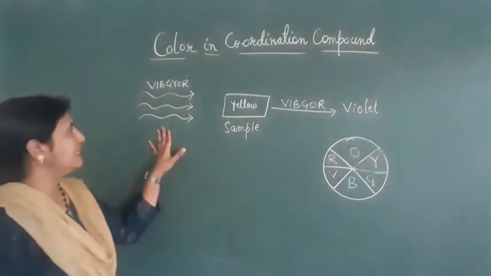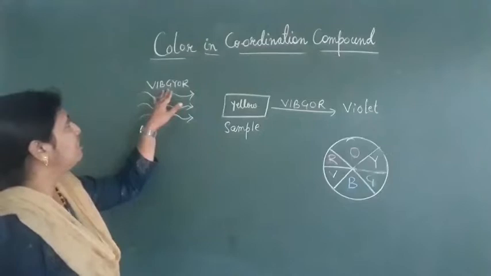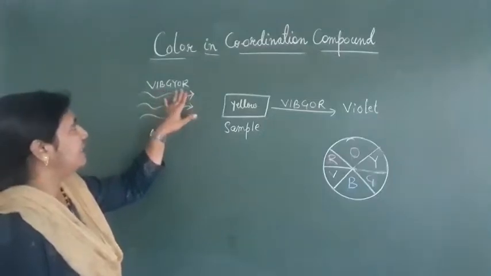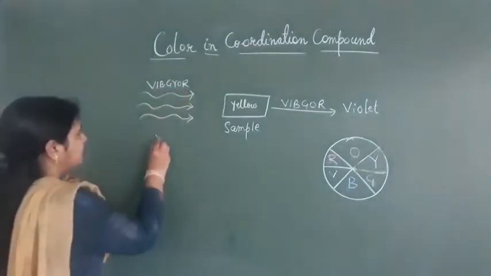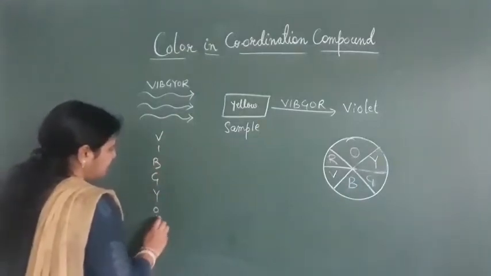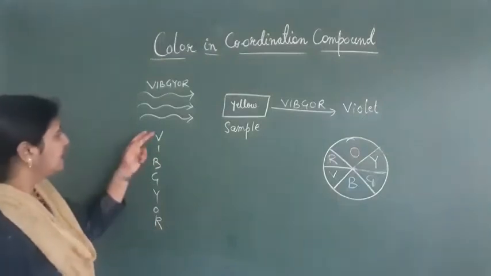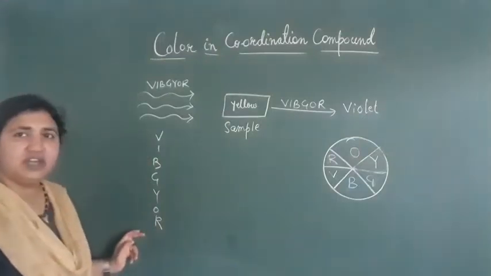Our white light has 7 colors: VIBGYOR, violet, indigo, blue, green, yellow, orange, red. These are all 7 colors. In these 7 colors, the energy and wavelength are different.